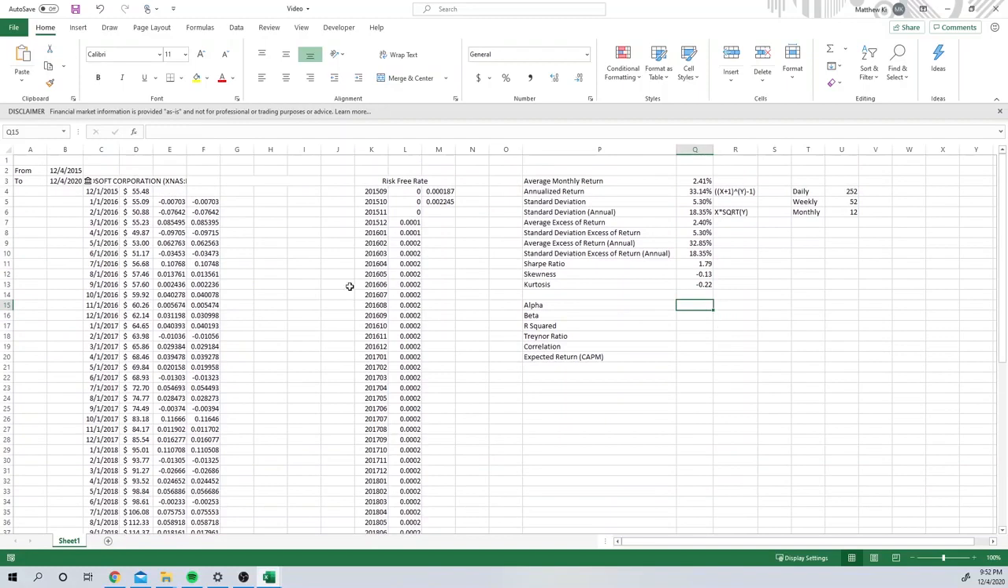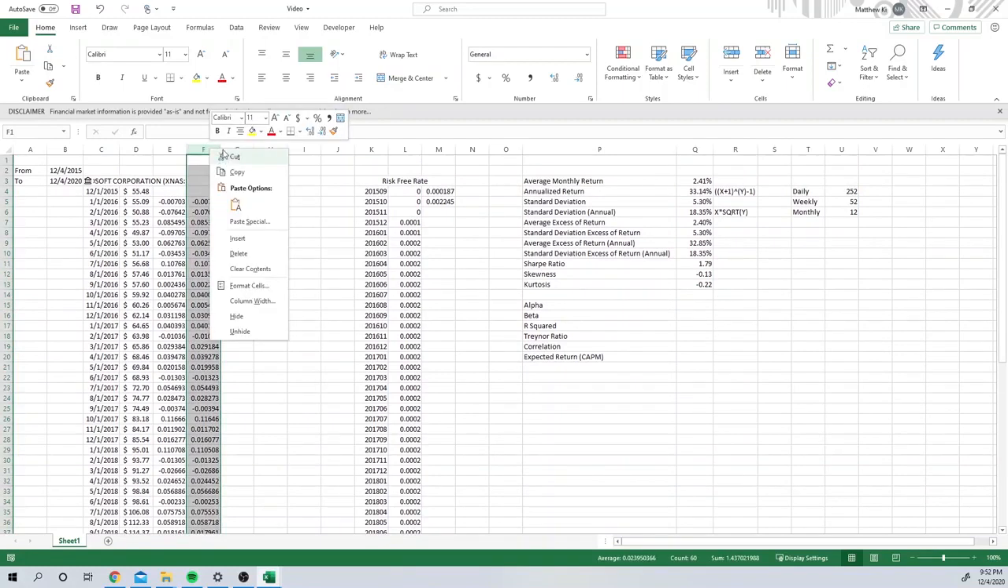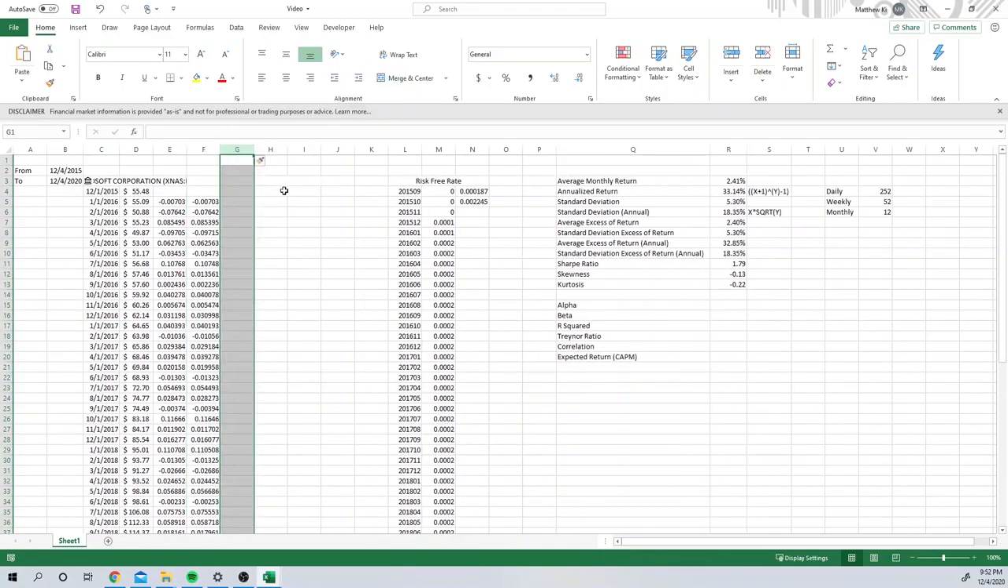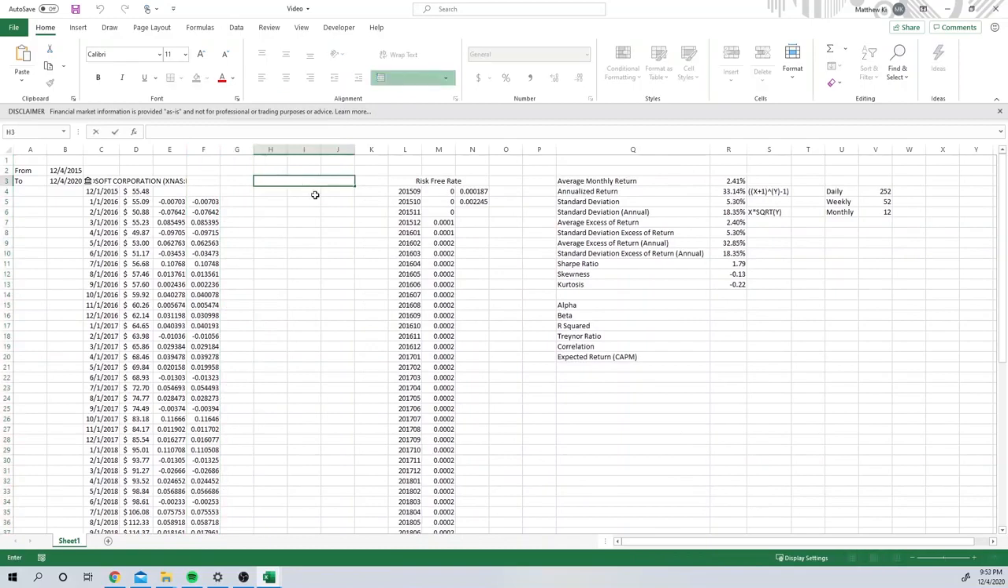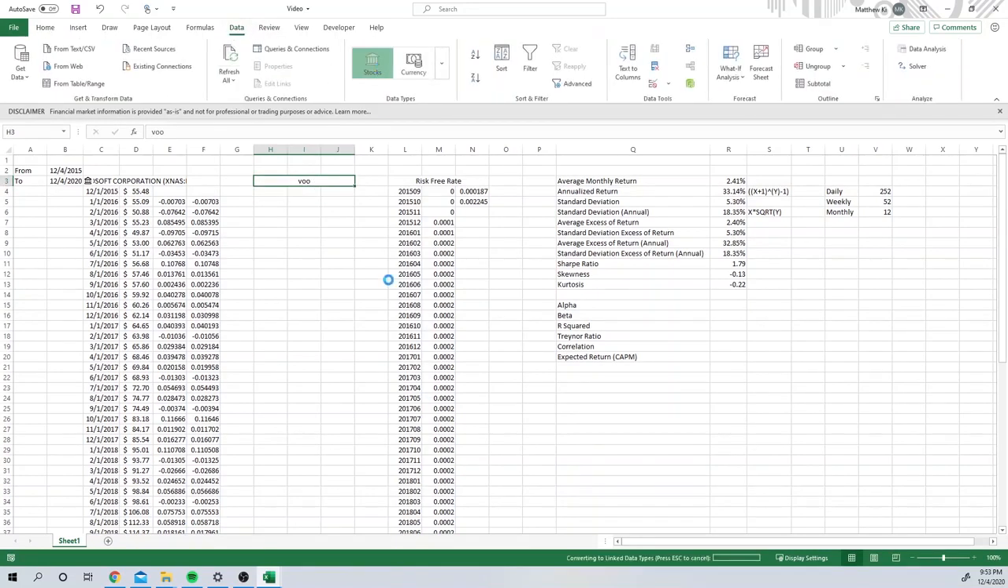So alpha. Now we got to compare it to a benchmark. Let me insert a row. Okay. I usually compare it to the S&P 500, which is selected by Standard and Poor's, and it's a good metric to see how a big portion of the market is performing. You can't get the index, as far as I know, so I just use an ETF that tracks the index.